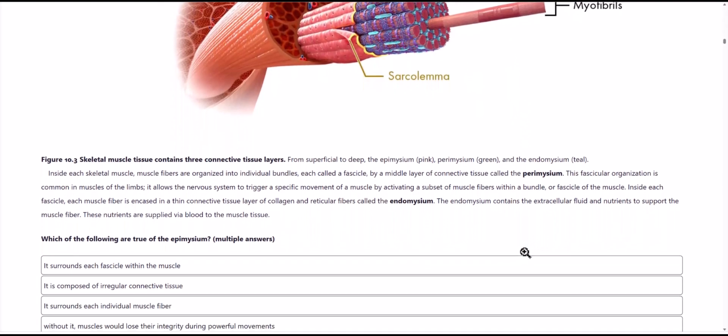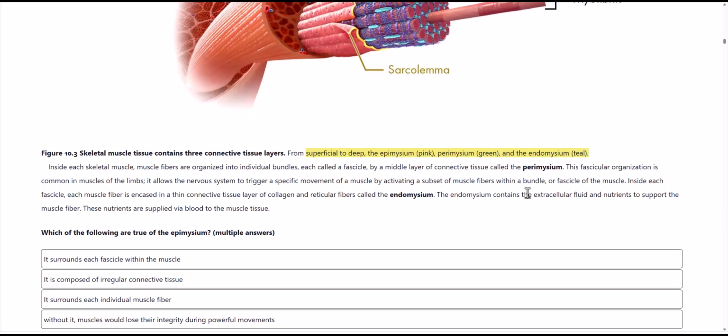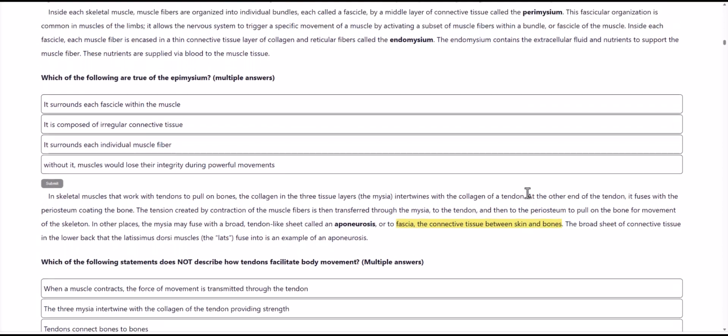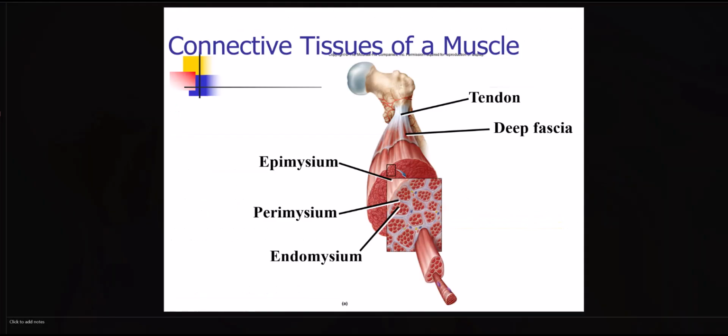So I'm going to jump over to some other pictures here in a moment, but to reconnect, we have three layers of connective tissue from superficial to deep. There's the epimysium, the perimysium, and the endomysium. And let's jump over to a couple other slides in the PowerPoints to show these images once again. So looking at this particular image, we can see the three layers of connective tissue are shown.